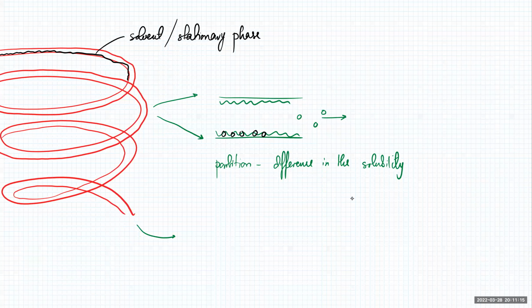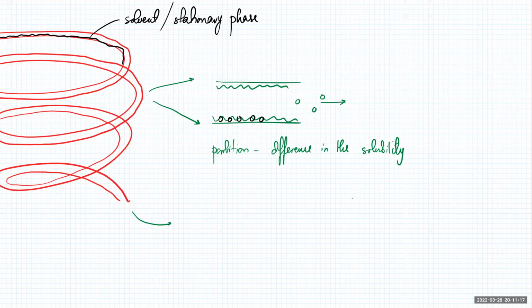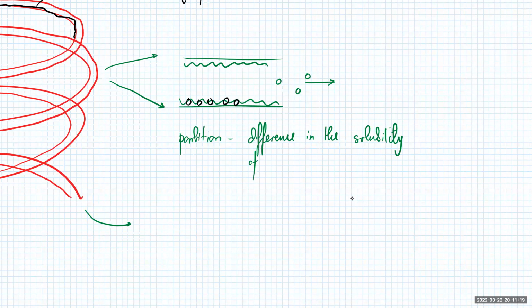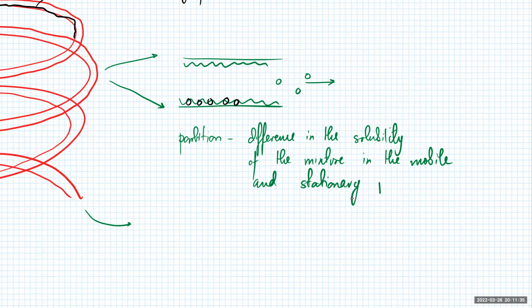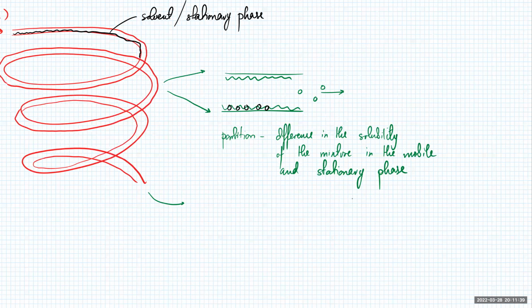So there's a difference in the solubility of the vapor of the mixture in the mobile and stationary phase. That concept is often referred to as partition.